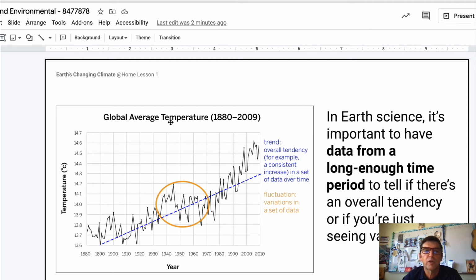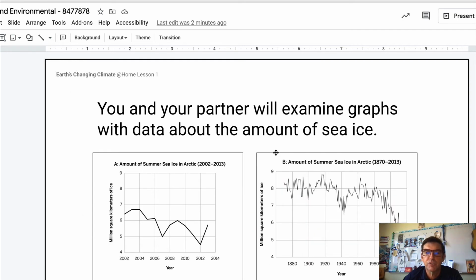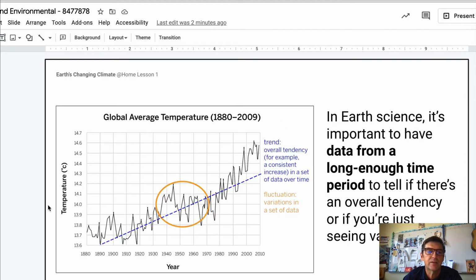This is global average temperature, 1880 to 2009. One of your graphs. Now look at this. This is temperature. Notice, this is different than this. This had ice melting. It had numbers. Let's go up here. Remember, this had numbers, 4 through 9. So always pay attention when you check a new graph. Is it telling me the same thing or not? No, this is now temperature.